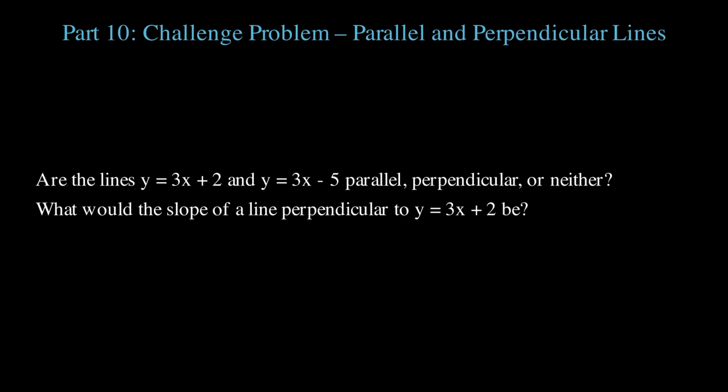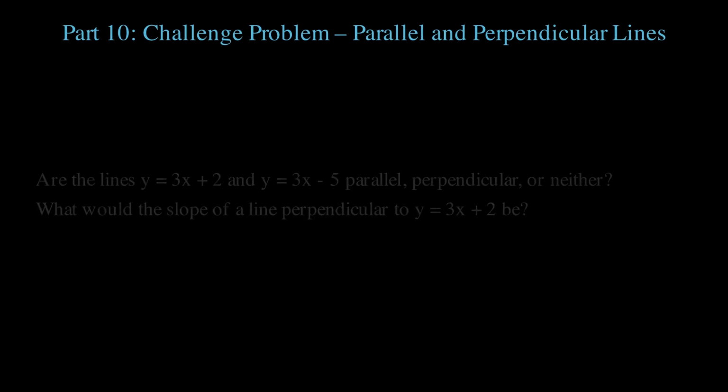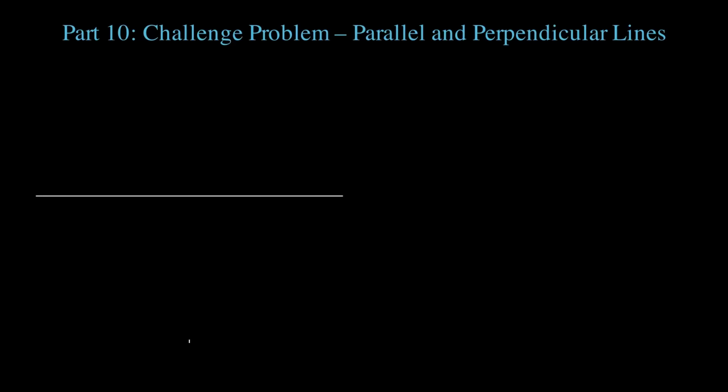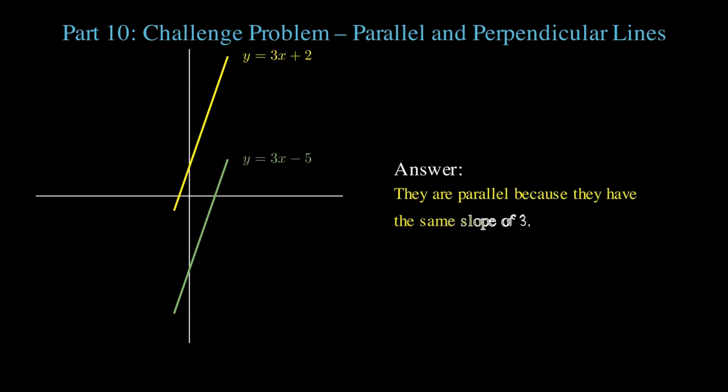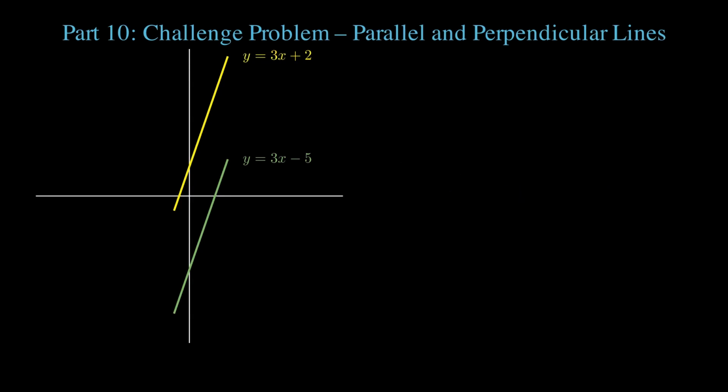For the first part of our question, asking whether these lines are parallel, perpendicular, or neither, we have to look at the slope to find the answer. Looking at the slope, we can see that these lines are parallel because they both have the same slope of 3. Even though the y-intercepts are different, 2 and -5, the steepness of each line is identical. Since parallel lines never intersect, these two will run side by side forever without crossing. You can spot parallel lines on a graph because they never touch, no matter how far they extend.